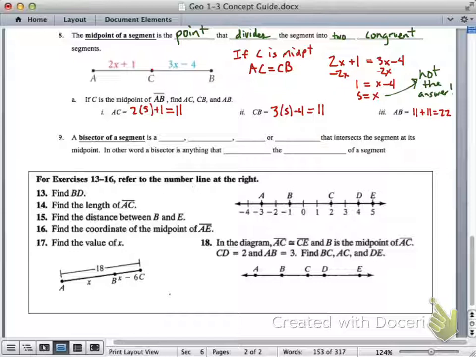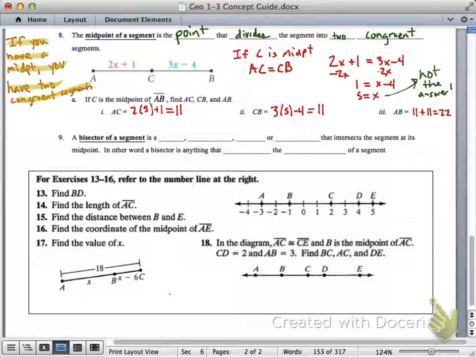Another last important definition here. If you have a midpoint, you have two congruent segments. Write that down, highlight it, memorize it, put it on a note card, flashcard, put it on your forehead, whatever. You've got to know this. When you see the word midpoint, you should know you have two congruent segments.